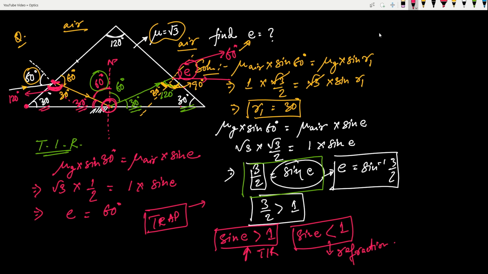Okay, now let's move on and check the other concepts that are left for refraction in a prism. Now let's move on.